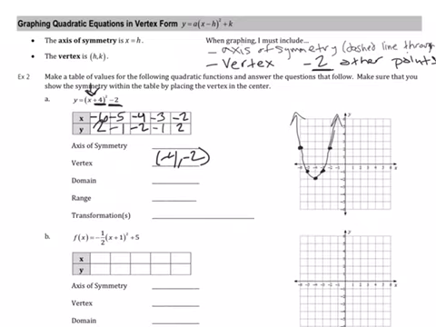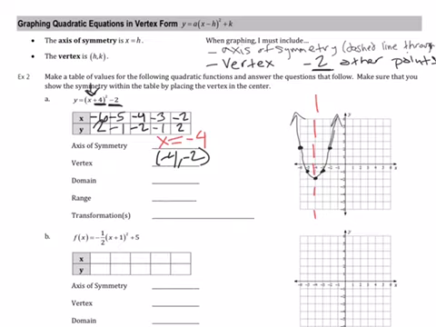Remember, our axis of symmetry is always going to be written as x equals the x value of the vertex. In this case, that would be -4. I'm going to make that vertical dashed line through that vertex. There it goes. That's exactly what it's going to look like.